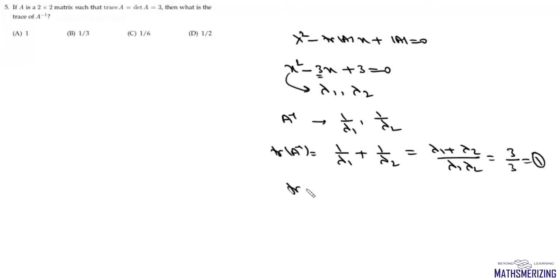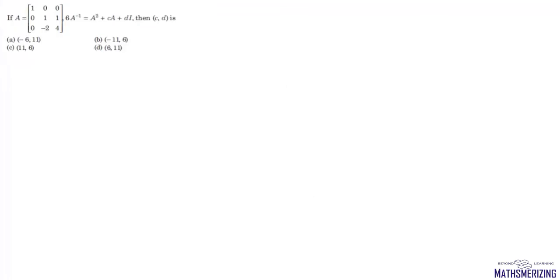So trace of A inverse will be simply 1. Now let us take up a problem. It says, for this given matrix A, it is given that 6A inverse is A square plus CA plus DI. We need to find the value of C and D.